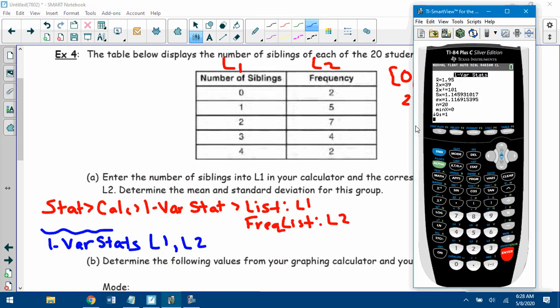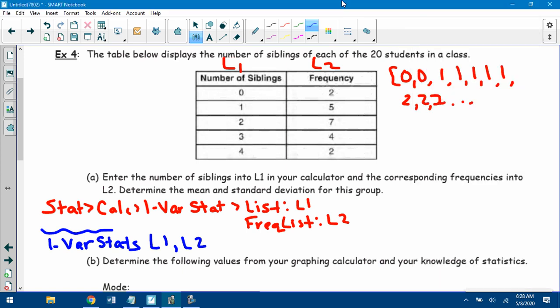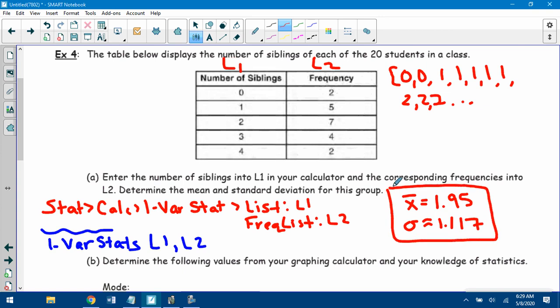Okay, so again, the mean was 1.95, and the standard deviation is about 1.117. That means the average is about 2 siblings, and 68% of the people surveyed, if you go one out from that in either direction, have between one higher than 2, which would be 3, or one less than 2, which would be 1. So 68% of people have between 1 and 3 siblings, which makes sense.